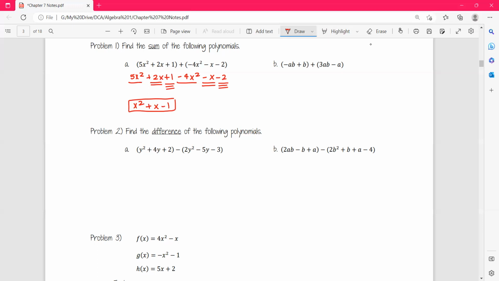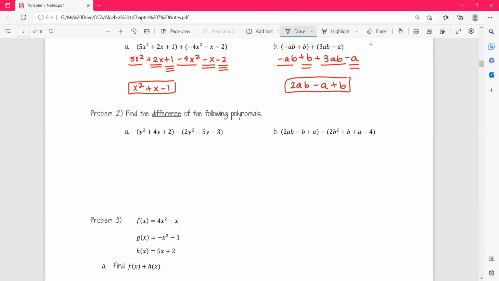Let's check out B. I'm going to rewrite this without the parentheses. Nothing changes. Negative AB plus B plus 3AB minus A. Now we combine like terms. I've got negative AB plus 3AB. That gives me 2AB. B and minus A don't have any terms to combine with, so we just leave them as is. Okay. Now let's check out problem 2.